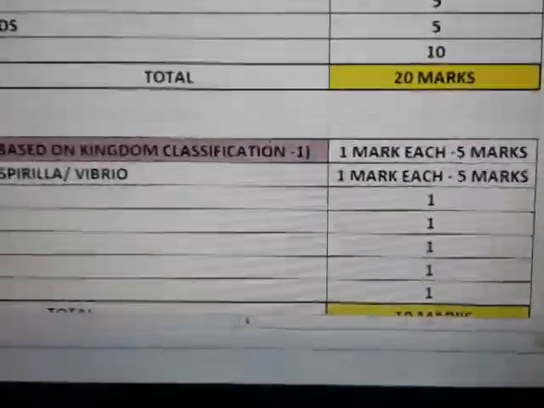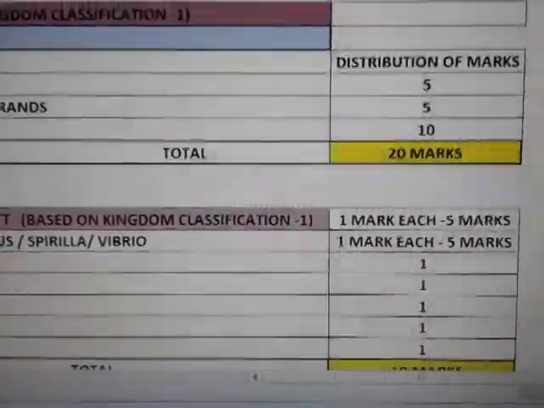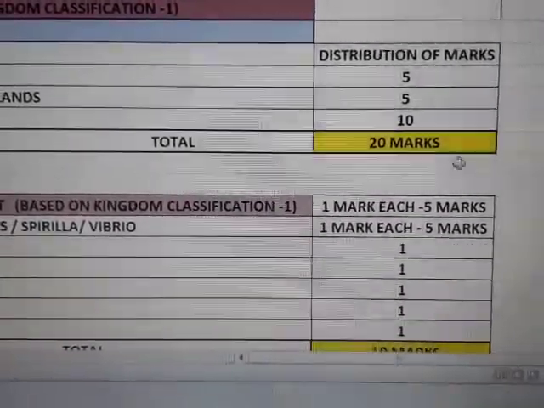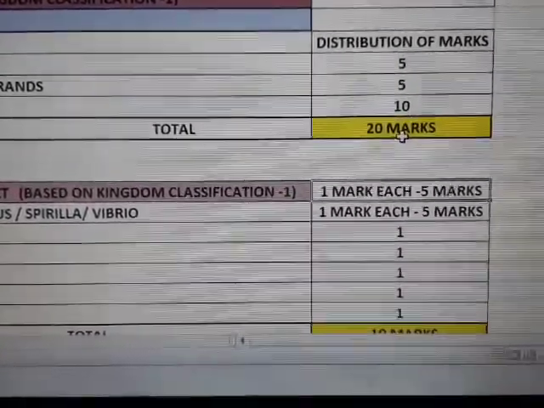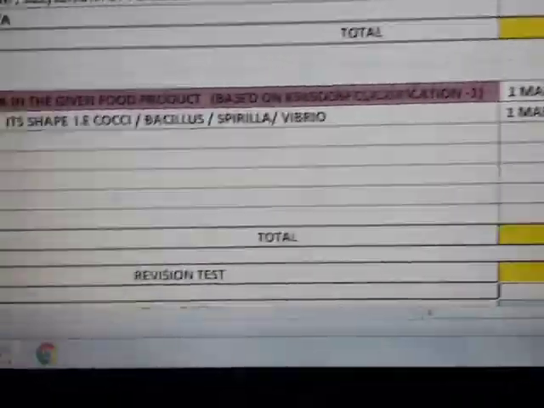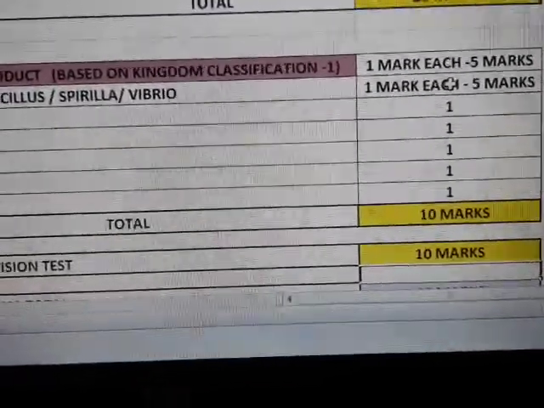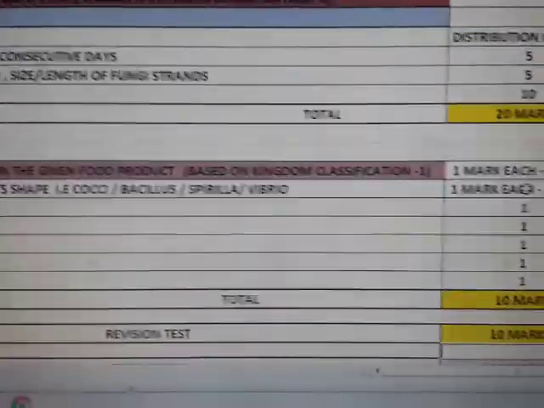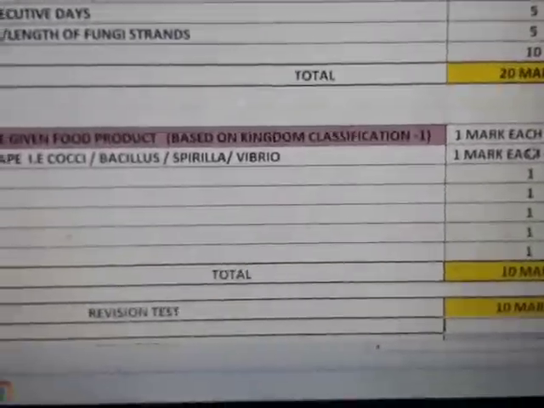So this is how your 10 marks is done. So 20 marks for the first activity, then 10 marks for the next activity, this Google test link, and the revision test which is already done will be converted to 10 marks. This is how your 40 marks are getting collected for the internal assessment.